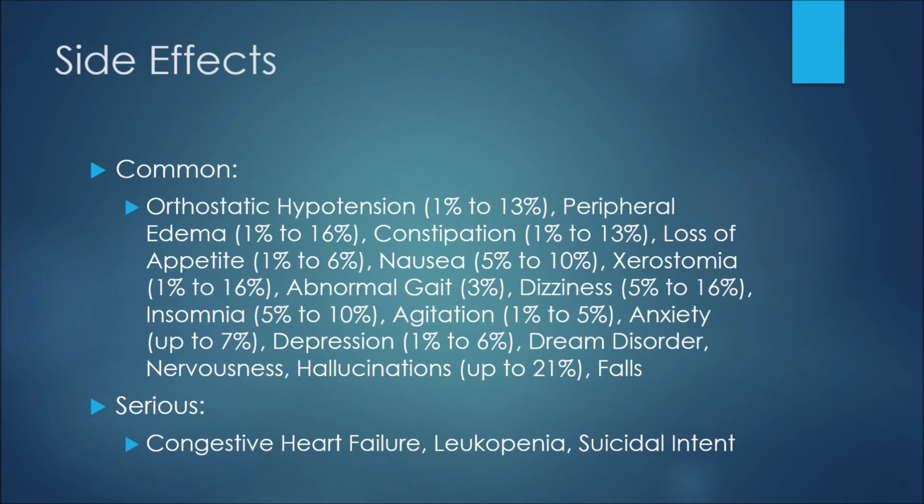Nausea happens to 5 to 10% of patients, and xerostomia or dry mouth happens between 1 and 16% of the time. 3% of patients may experience abnormal gait, and dizziness may occur in 5 to 16% of patients. Insomnia comes in at 5% to 10%, and agitation at 1 to 5%. Anxiety may happen up to 7% of the time, and 1 to 6% of patients may experience depression.